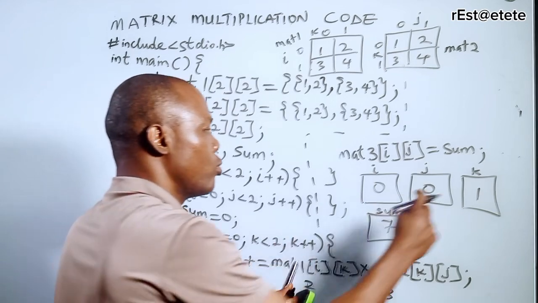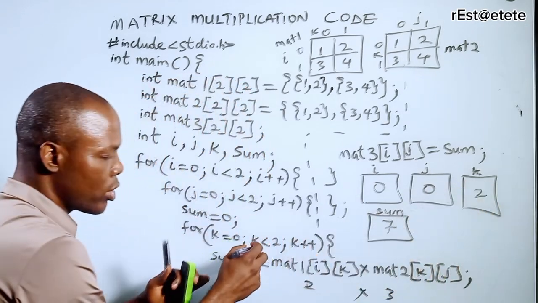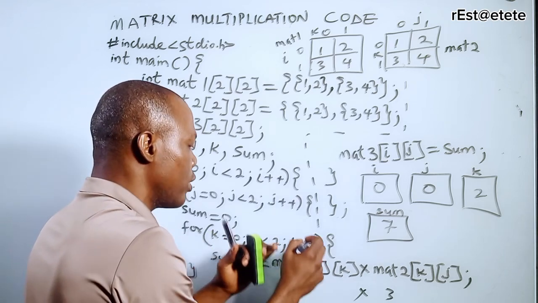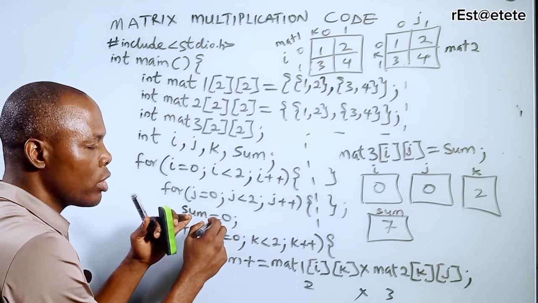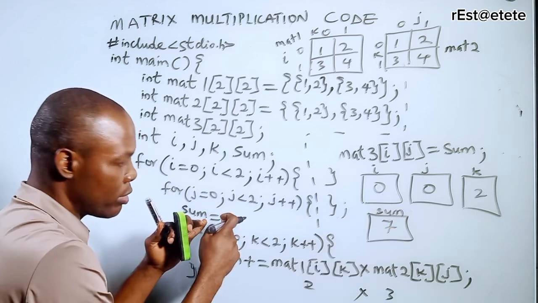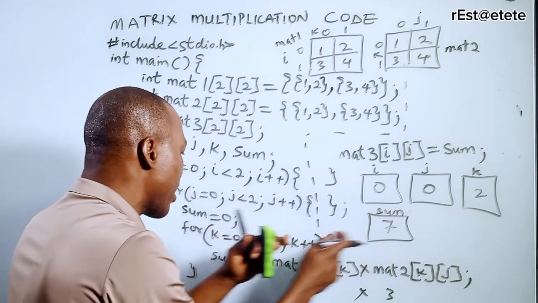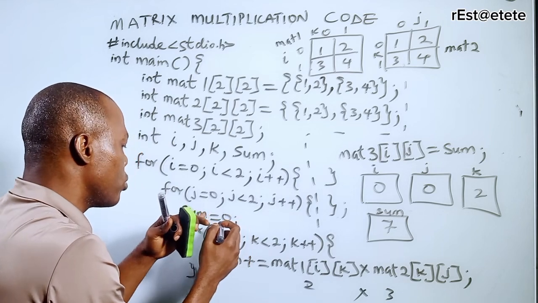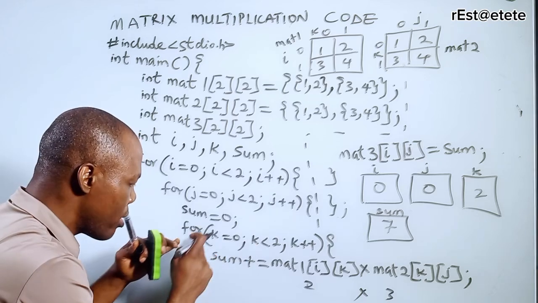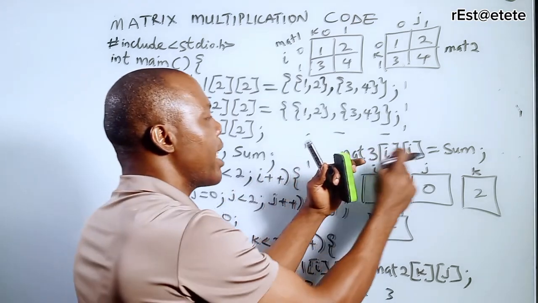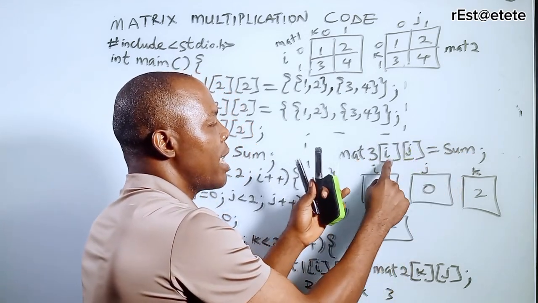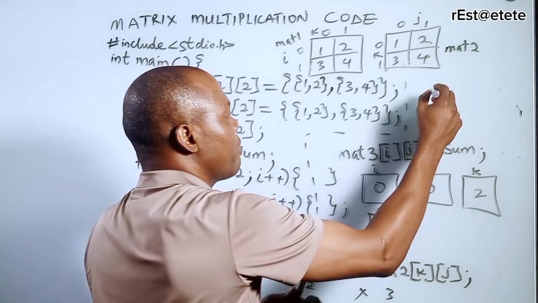K becomes 2. Then you test the condition. 2 less than 2. That is not true. Then you come out of this loop. Sum, because it was global to K, has now changed to 7. That's what you are seeing here. Now you come out of this loop because the condition is no longer true. When you come out of this for loop, you will encounter this, which is assign that value of sum to mat3[I][J].